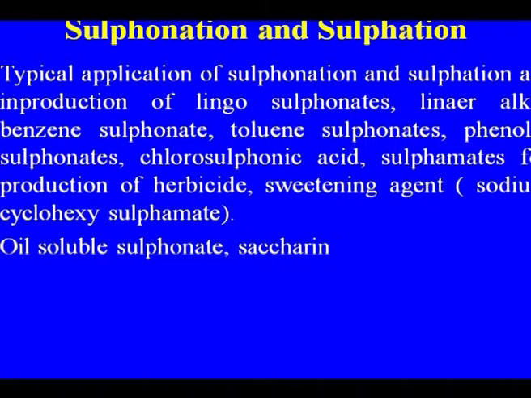Typical examples of sulfonation and sulfation are the production of lignosulfonates, which is very important because the lignin we get from the paper industry, which we separate during the pulping process, can be used for the manufacture of lignosulfonate, toluene sulfonate, phenolic sulfonates, chlorosulfonic acid, sulfates, production of herbicides, sweetening agent, oil soluble sulfonate and saccharine. This is the typical example of sulfonation used in the preparation of saccharine.